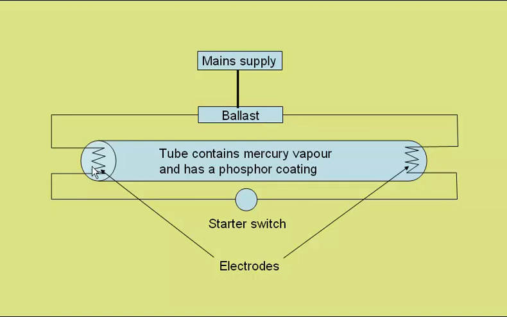There is an alternating current between the electrodes of the tube during normal operation, and this will be causing the ions and the electrons to travel back and forth along the tube.